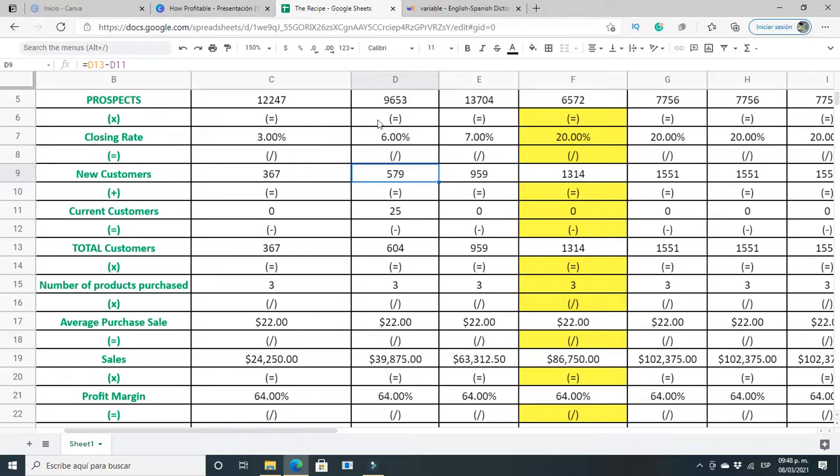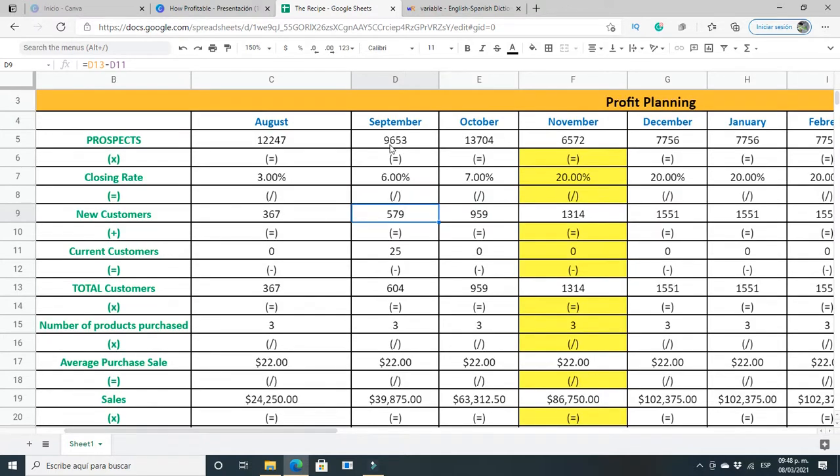So it is important here. And now you have a number of prospects of 9,653. As you can see, this is an easy part. The most important is to achieve these numbers, that these are our challenge.